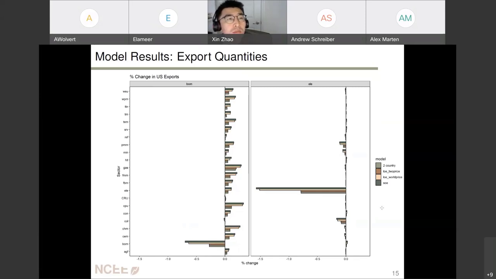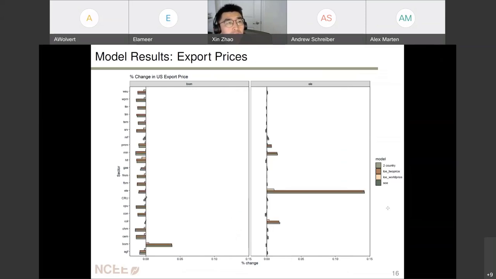And as you can see, this is the quantity change in exports. The two-country model and the large open economy two-price simulation are almost identical. And the same goes for electricity, where you have more limited trade changes given the difference in the sector. Next slide.